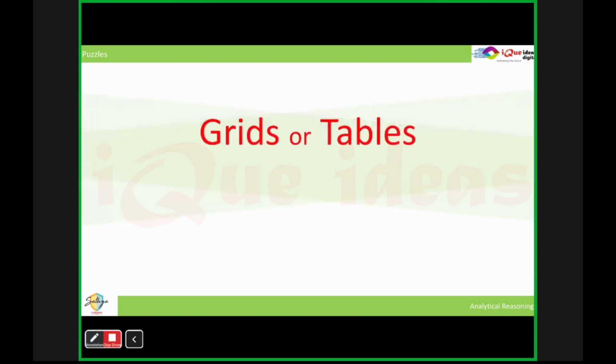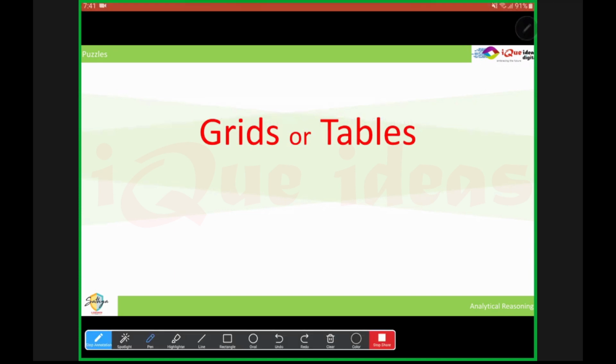Now, we come to the most common type of question which is asked in the examinations. And these are questions which are based on grids or tables. Now, typically, creating a table is very, very useful when you have got two or three groups containing elements and you have to establish a connection between each element of the different groups.